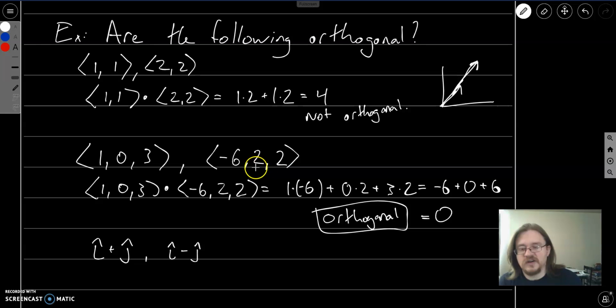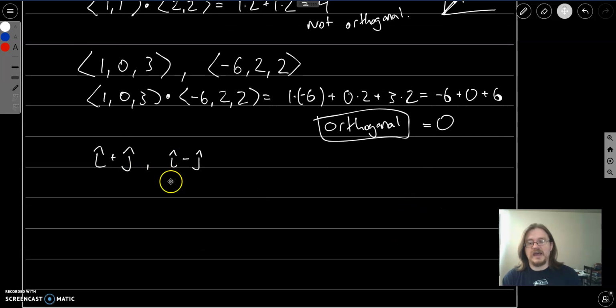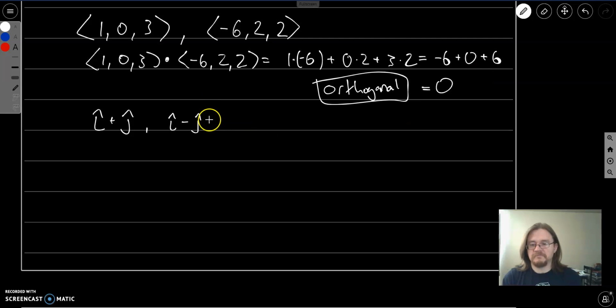This one is harder to draw pictures in 3 dimensions, but we can check to see that they're at right angles with one another because their dot product is 0. And then let's do this final one here.